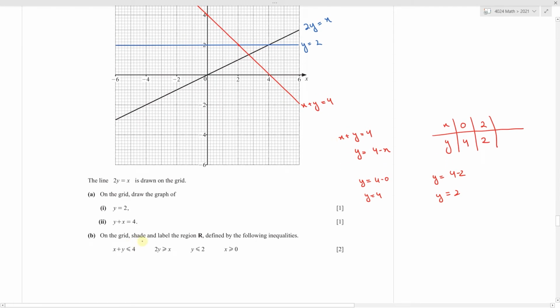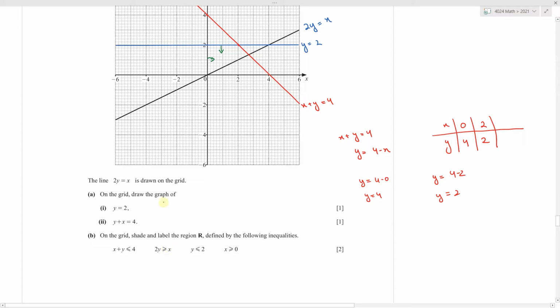On the grid, shade and label the region R defined by the following inequalities. So you have these inequalities. So x is greater than or equal to 0. So x equals 0 is this y-axis. X greater than 0 means towards the right side of this. Y is less than or equal to 2. Y equals 2 is this. Less than or equal to 2 means below this.